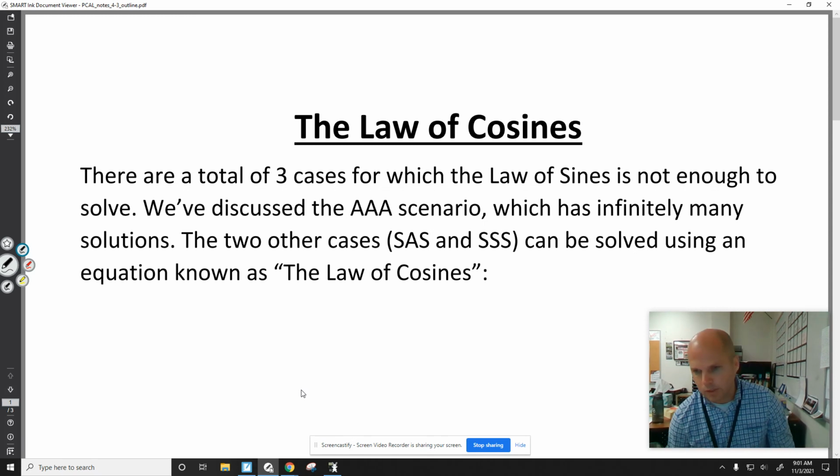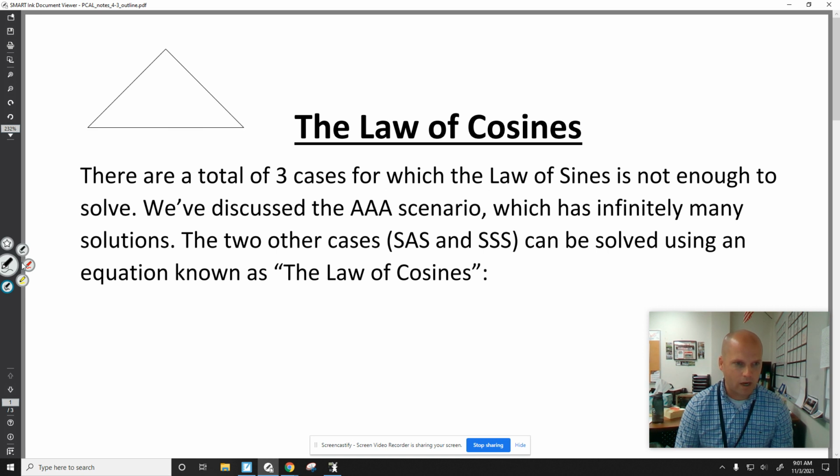We got a new lesson on the law of cosines. So, law of cosines is used if we have a certain situation with a triangle where you're given an angle and the two adjacent sides, or if you're given a triangle and you just have all three sides.